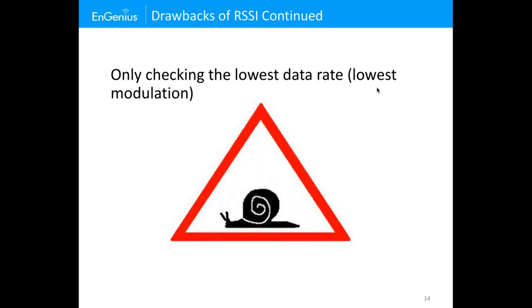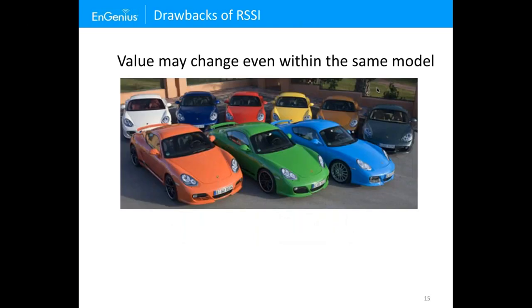So the RSSI is not going to show you what the actual data frame is going to be. It's just going to show you what the beacons are. And if your traffic is not a lot of low data rate type of traffic, like multicast or unicast or broadcast traffic, then that's not really going to be a good gauge of how well the signal is going to be at higher data rates.